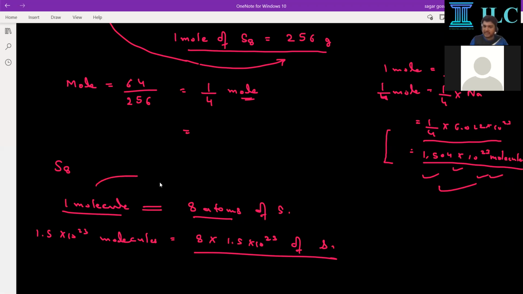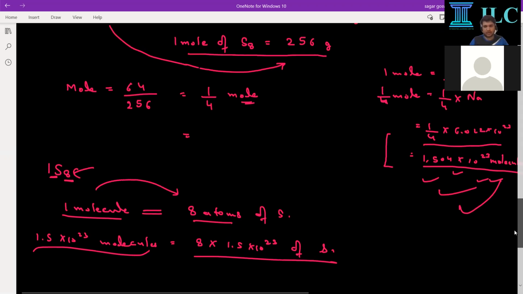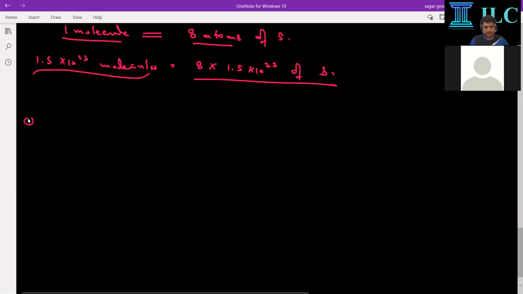If one molecule is containing 8 atoms of sulfur, S8, one sulfur molecule is containing 8 atoms. So obviously that many molecules contain how much? 8 into 1.5 molecules, because you have already found the molecules. Okay, I understand now. This is the mole concept, and in the mole concept you have to find this out. Now I am asking a very simple question. That chocolate box really helped me.